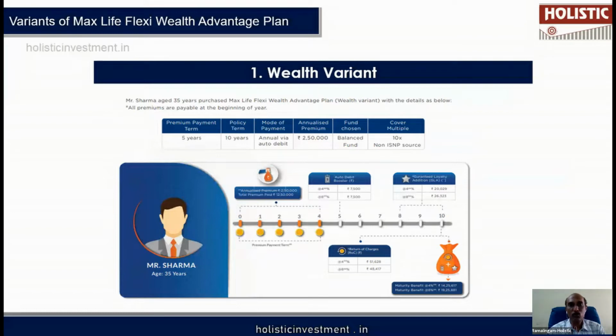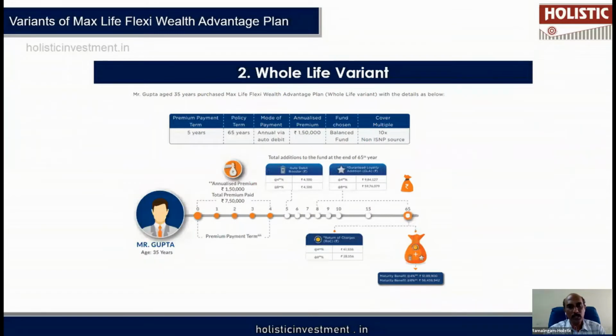And the annual premium is 2,50,000. That way we are evaluating. And the whole life variant, 5 years is the premium paying term, and policy term is 65 years. That means whole life, right? Till 100 years we have to take into account.